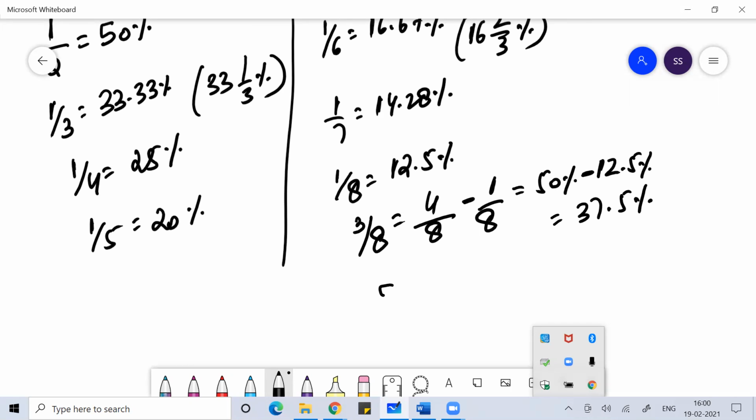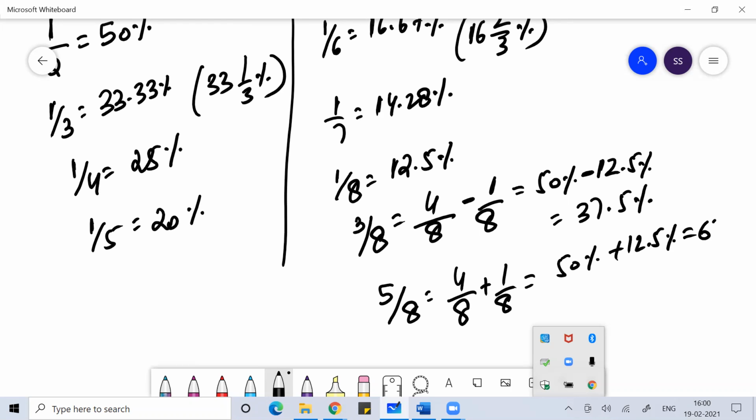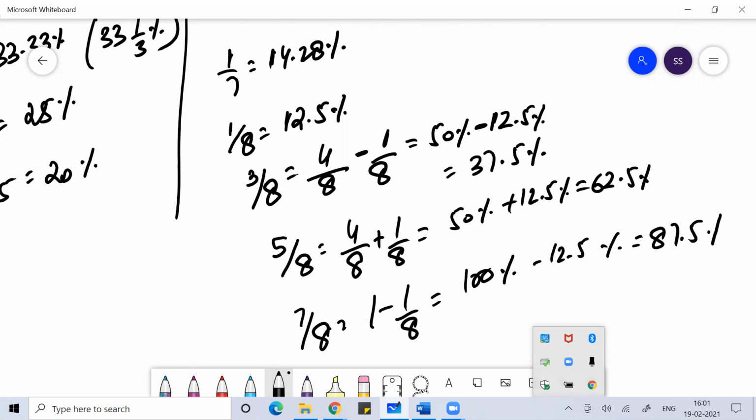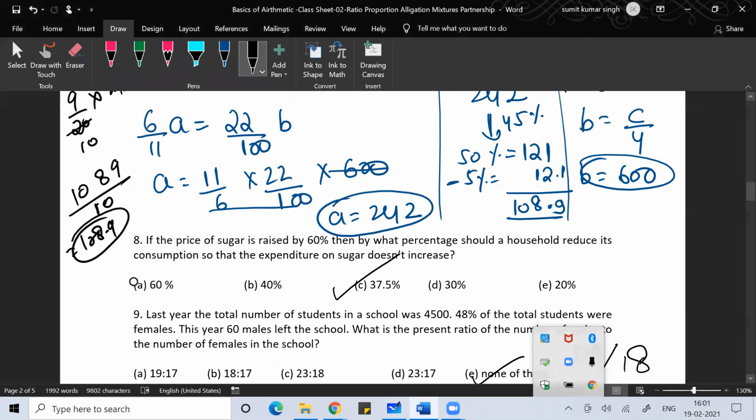If I say 5 by 8, 5 by 8 means 4 by 8 plus 1 by 8. This is 50 plus 12.5, which is 62.5%. Similarly, 7 by 8 means 1 minus 1 by 8, that is 100 minus 12.5, that is 87.5%. The more you remember, the better it would be. So the answer for this question, question number 8, would be 37.5%.